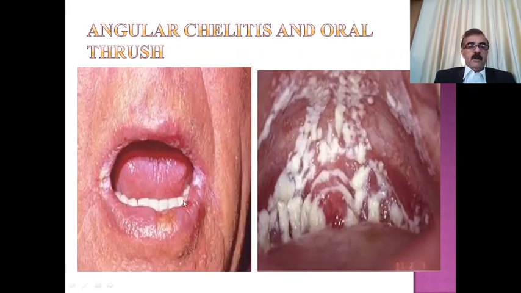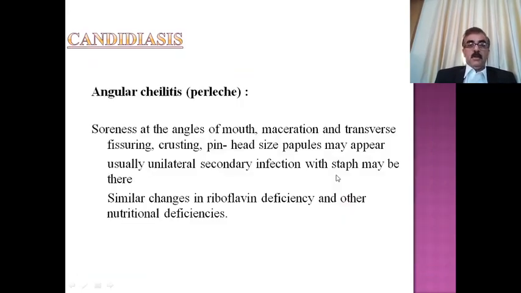Then here we can see angular cheilitis also because of candida, along with oral involvement in the form of a red glazed tongue. And in this picture we can see severe oral candidiasis involving the palate.